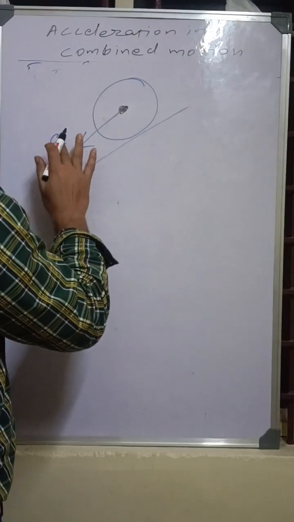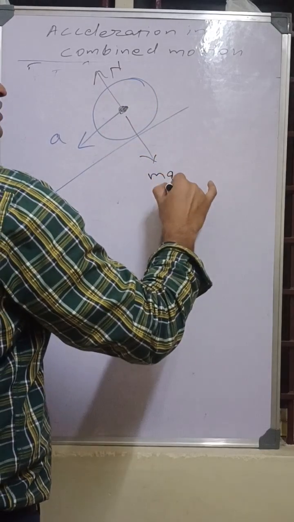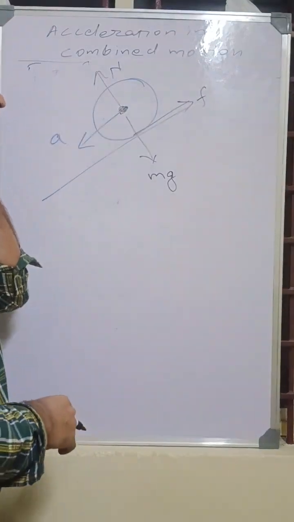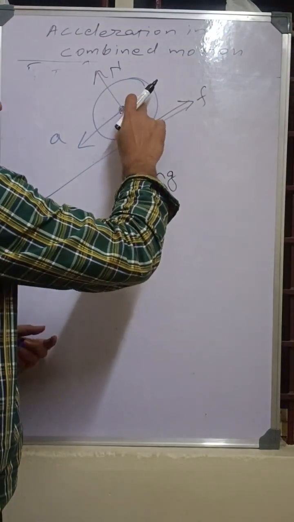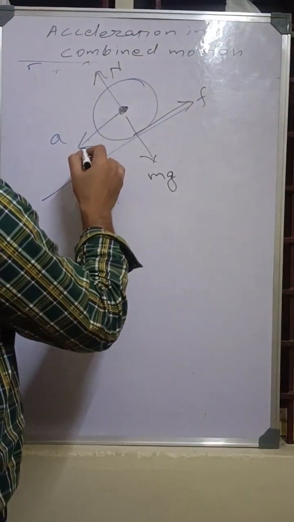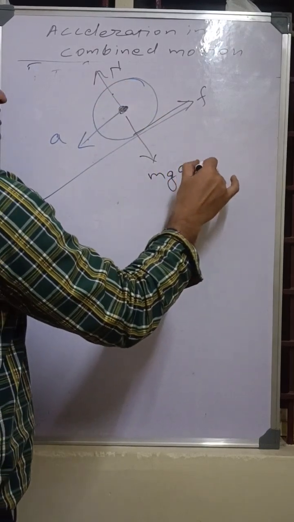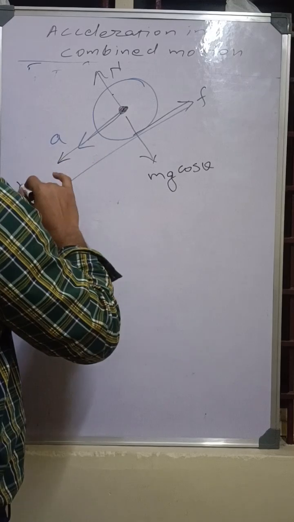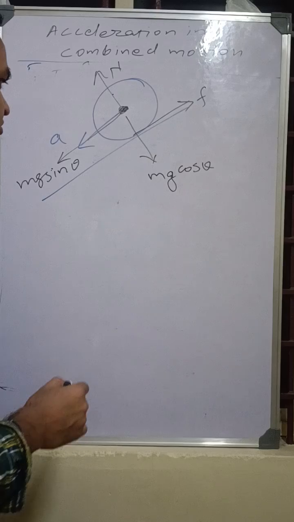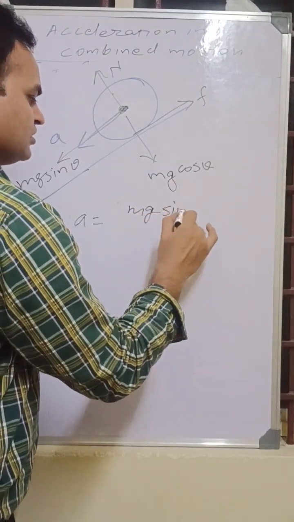You have to calculate acceleration, so look here: normal and mg. Friction is also acting, but we can directly neglect friction here. Consider the rolling object and this plane as a system, so friction will be internal. So the net unbalanced force on this body, look here: the normal force balances mg cos theta, and in this direction is mg sin theta. So only mg sin theta is the unbalanced force. You can directly use this trick in this question also.